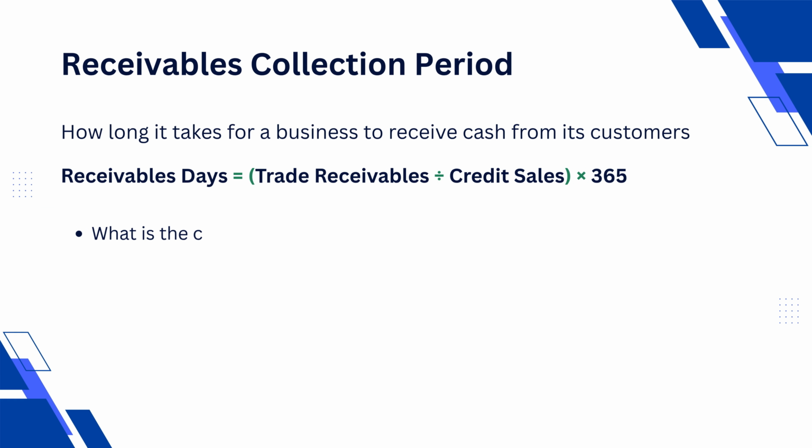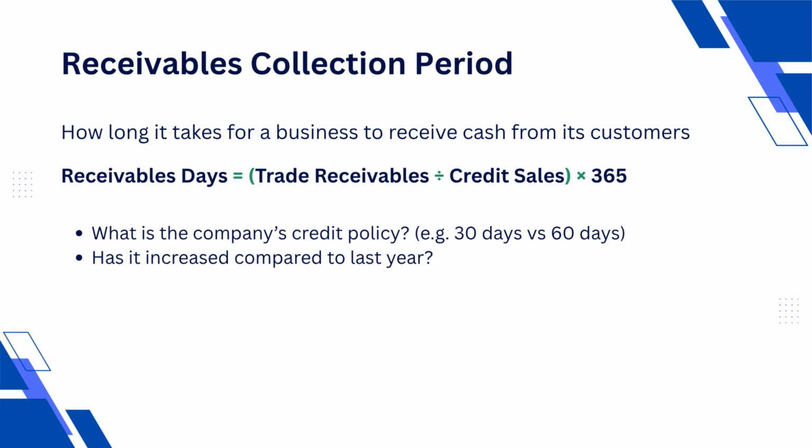However, we must never interpret this in isolation. We should always ask: what is the company's credit policy? Is it 30 days or 60 days? Has it increased compared to last year? How does it compare to industry averages? For example, if the policy is 30 days but customers take 61 days, that's a serious control issue.